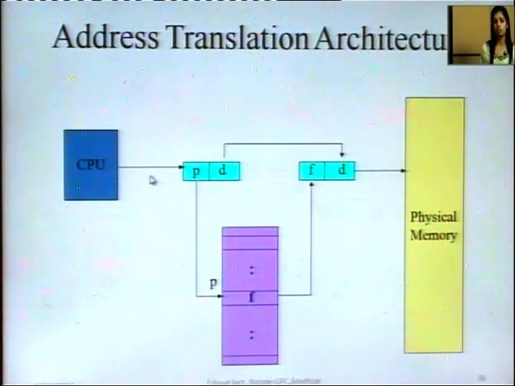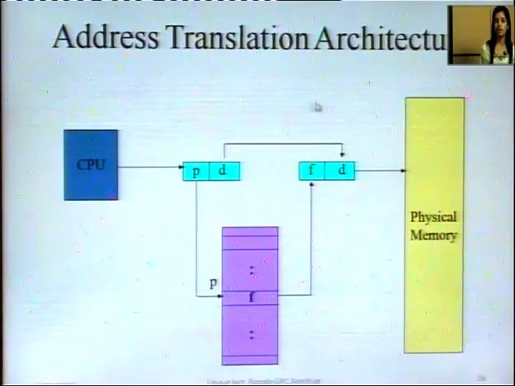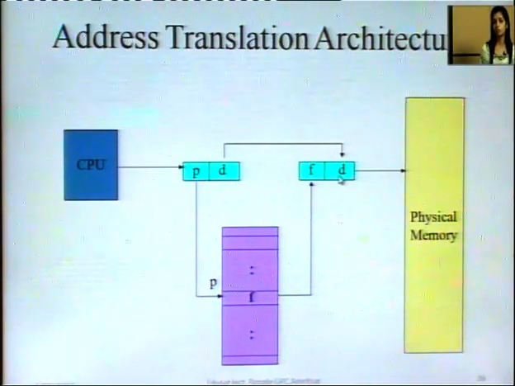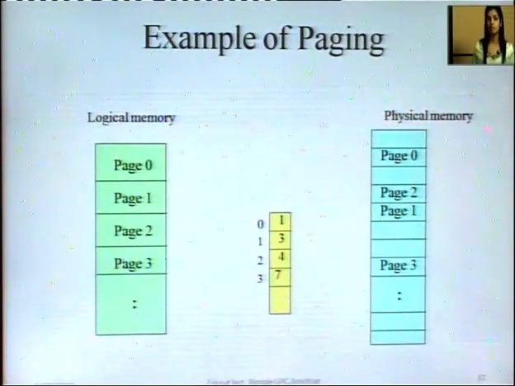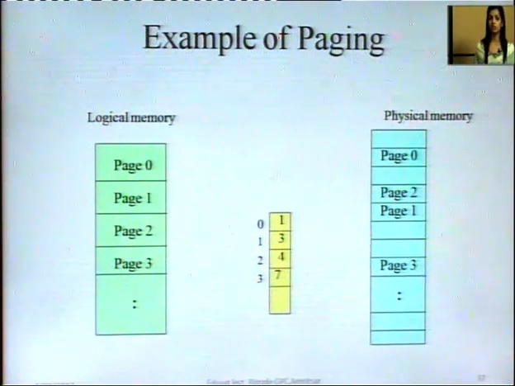The CPU generates a logical address, then the logical address is converted into a physical address by adding the base address. Then we get the physical address, which points back to the particular file at that address. This is an example of paging. Logical is converted into physical, and this number of files is occupied.